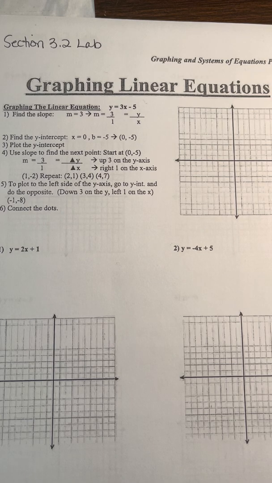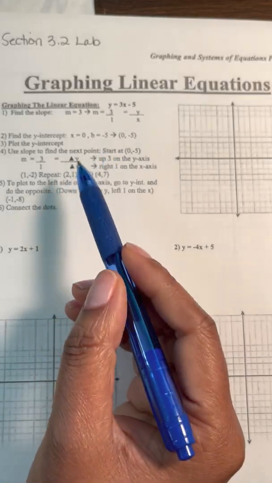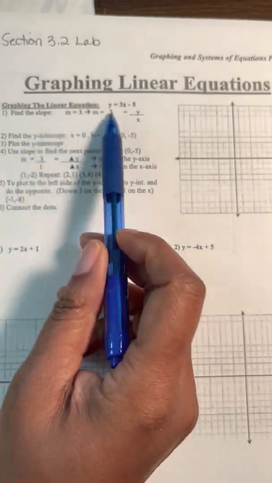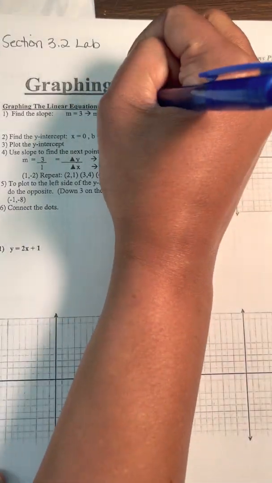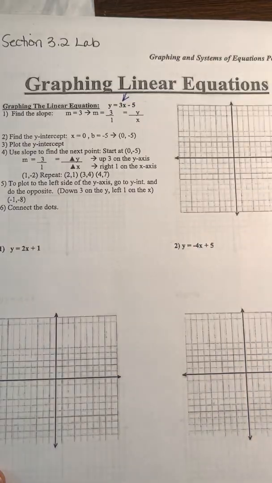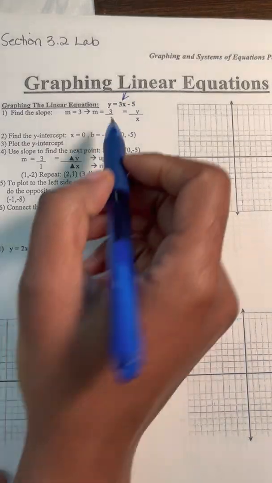Okay, so section 3.2 lab is we are continuing to do linear equations. So here I love doing guided notes. Here I wanted you to graph y equals 3x minus 5. So I wanted you to locate the slope. And so m, which is a lowercase m which denotes slope, is 3.